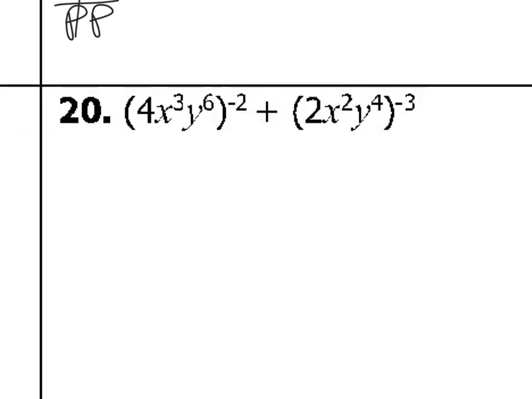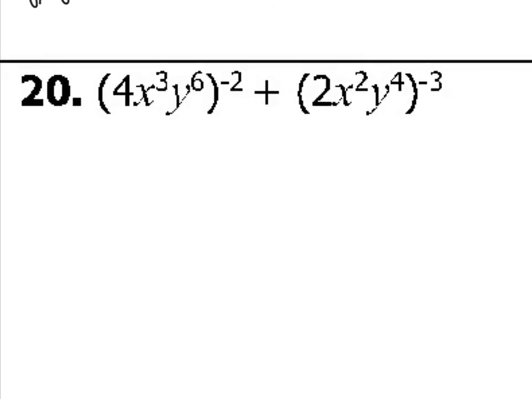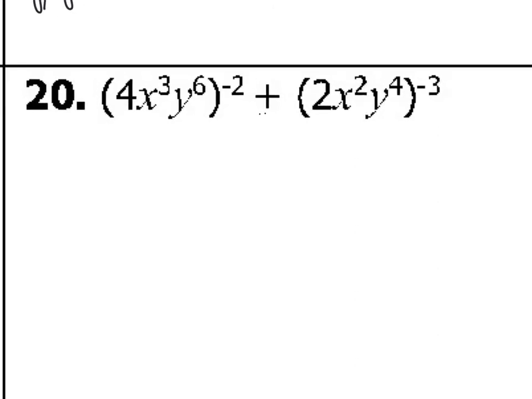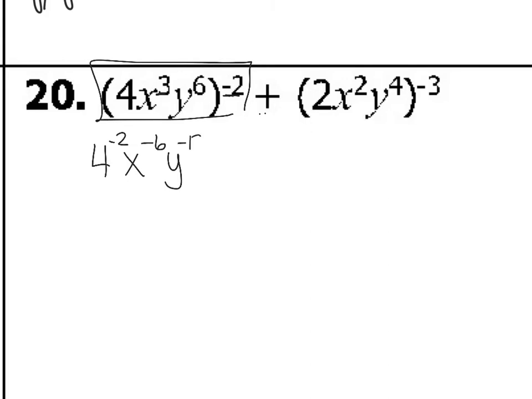All right, let's look at this one. We're adding two things, but we need to take care of the exponents first. So we've got 4 to the negative 2, x to the, what do we do with exponents when it's a power to a power? We multiply. So 3 times negative 2 is negative 6, and 6 times negative 2 is negative 12. And then over here, we're going to have 2 to the negative 3, x to the negative 6, and y to the negative 12.